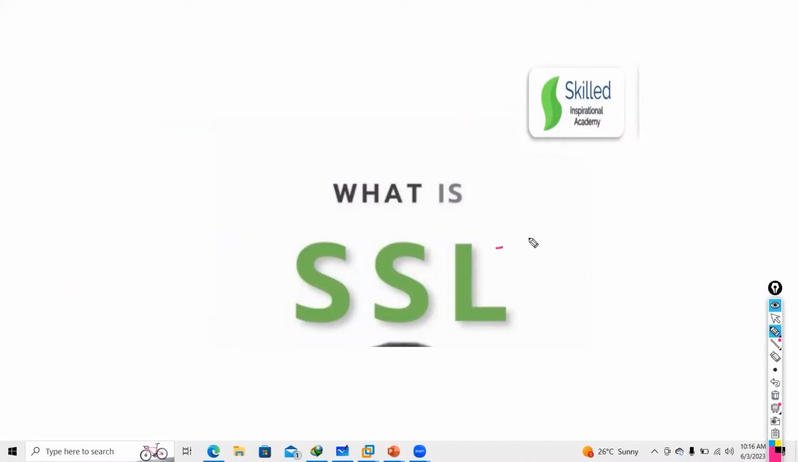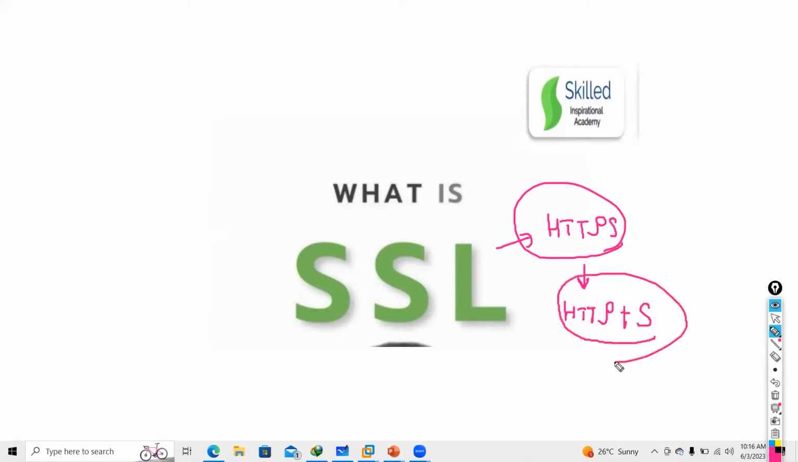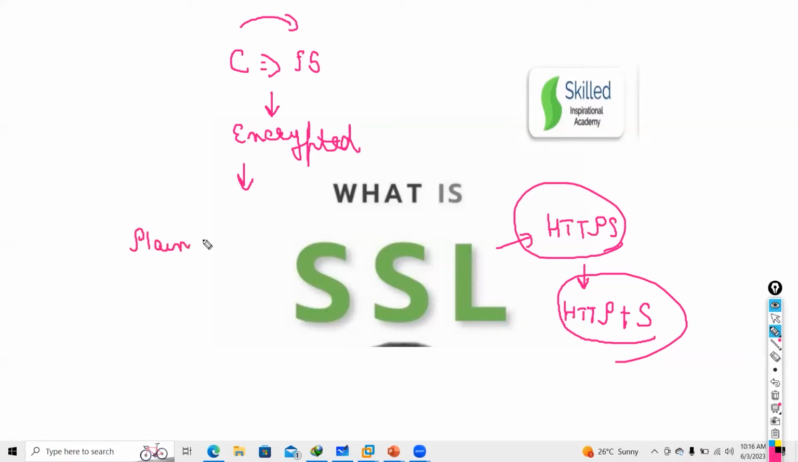SSL is a part of your HTTPS. It also works under the HTTP protocol, but it is a combination of HTTP plus S. Now what will happen? The client will initiate traffic to F5 and this will be encrypted. Even if a hacker gets access to this transaction, he cannot read or alter the data. That is why it is called encrypted data. So SSL helps to convert plain text data to encrypted data.